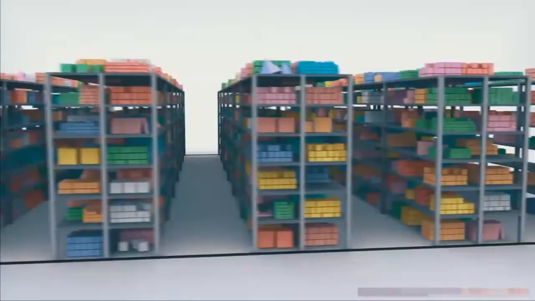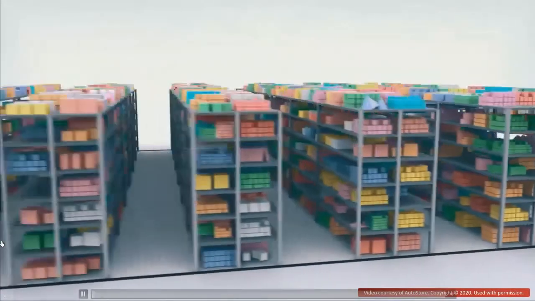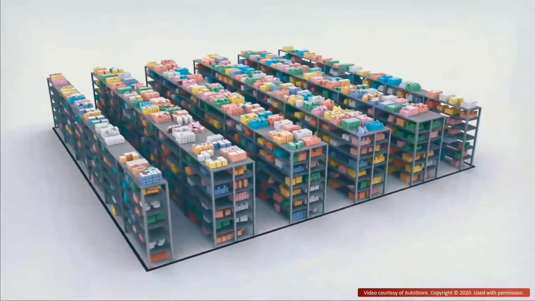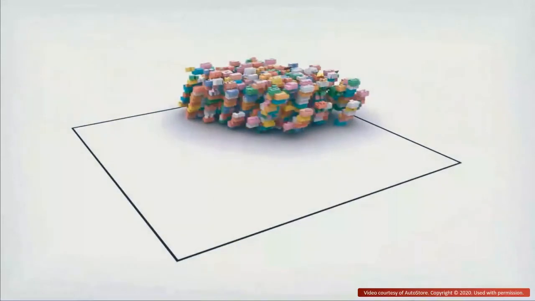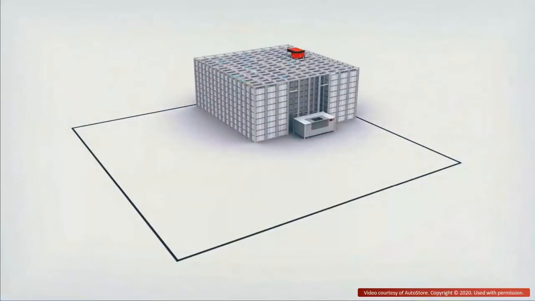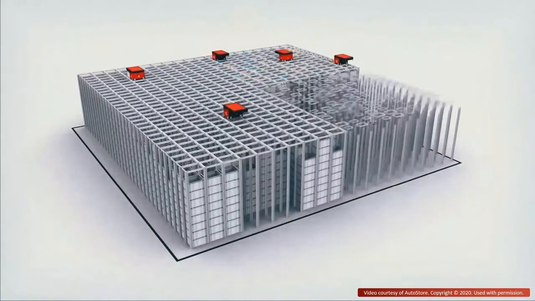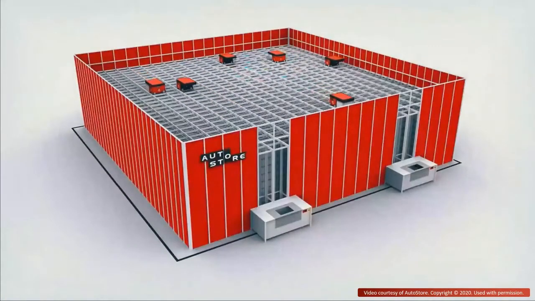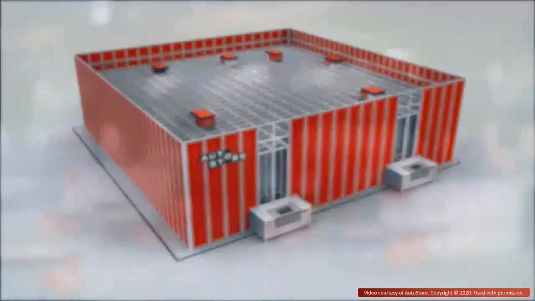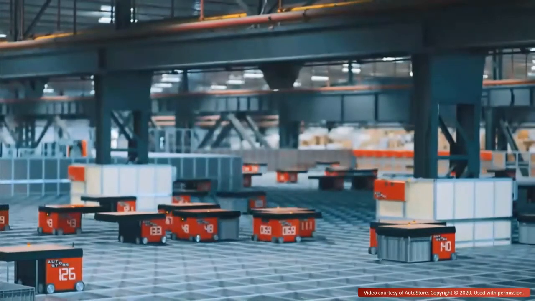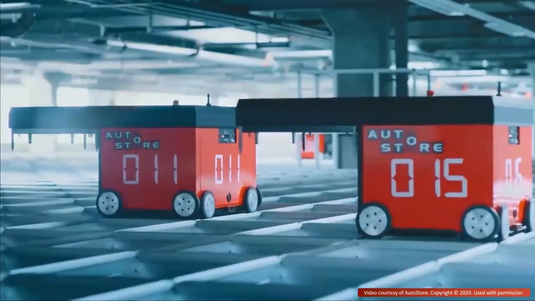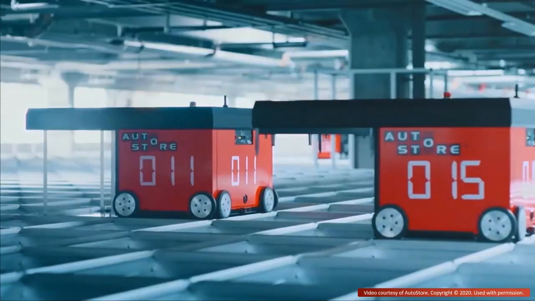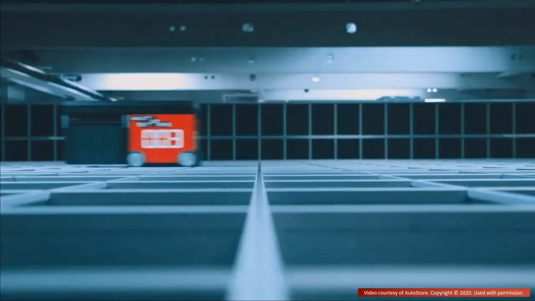So we end up having storage on rack that we typically see. If we take that storage and put it into containers, stack those containers vertically, build a grid around it, and place robots on top of it, we can now really efficiently use that space. And what we get is something like the AutoStore. Robots running around, picking these containers, delivering them back to our human operators who pick those products out of the containers, then package them up and ship them.